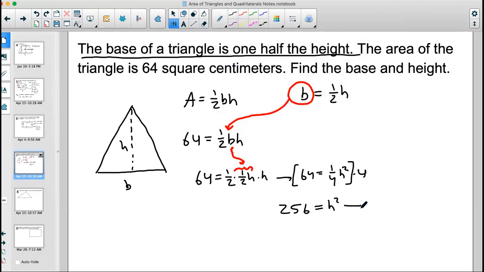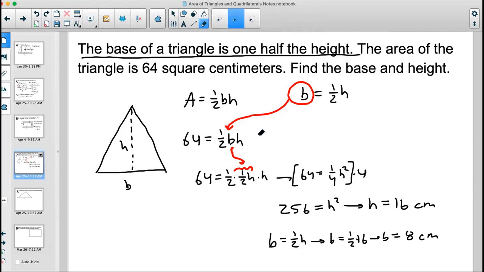I take square roots of both sides, I get h equals 16. Technically plus or minus 16, but since I'm talking about distances here, I'm going to use the positive one. I get h is 16 centimeters. So that's h. And I can find the base by just using this little relationship I have here. If b is 1/2 h, and h is 16, then b is half of 16.